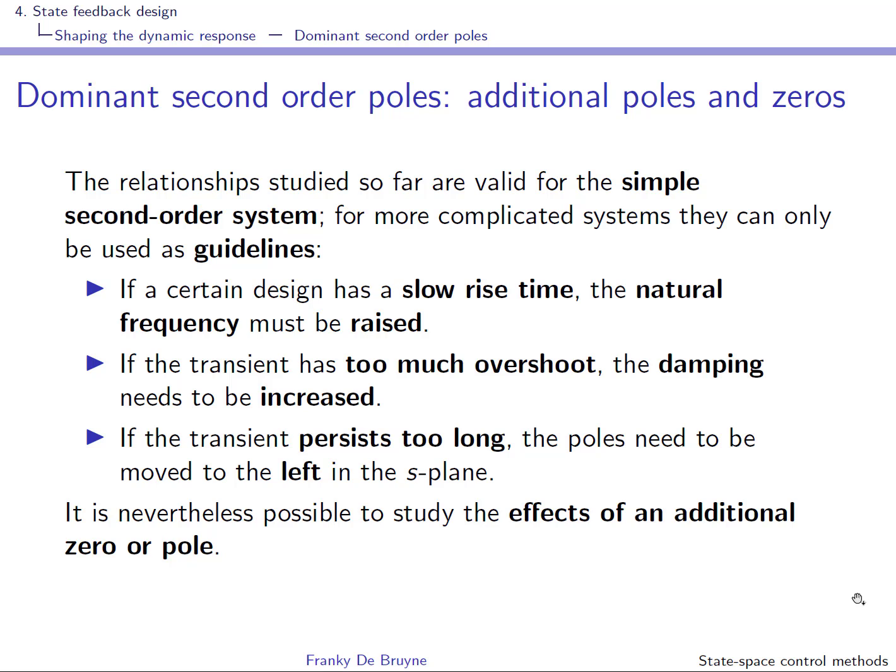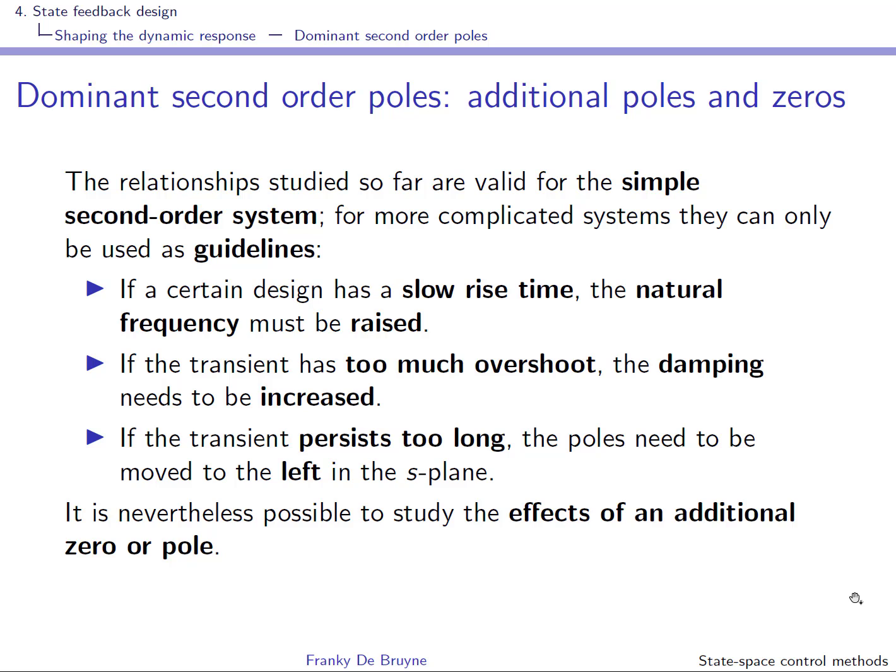If the transition has too much overshoot when you do a step response, then you need to increase the damping of your dominant second order poles. And if the transition persists too long, in the sense that the settling time is too long, well, then the poles need to be moved to the left in the complex plane.